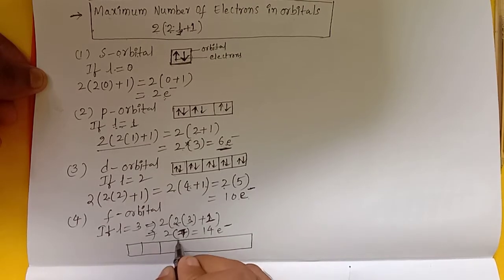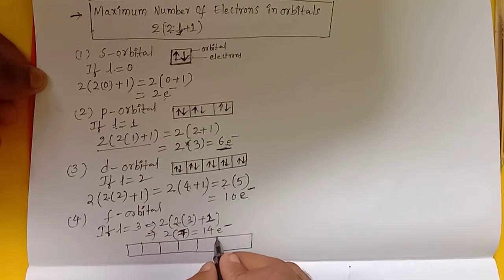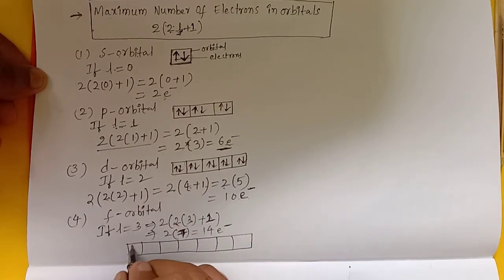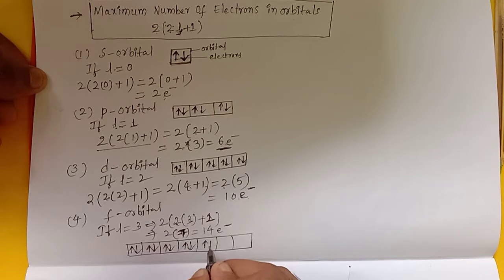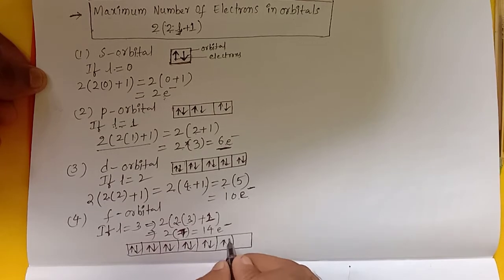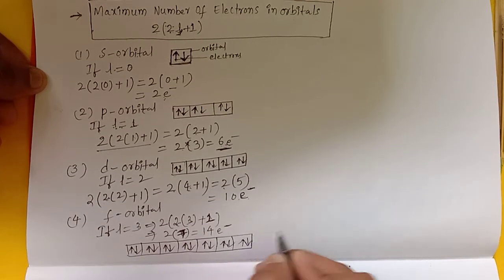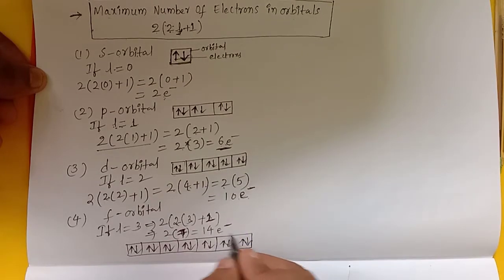1 2 3 4 5 6 7. Each box contains 2 electrons. 2 7s how much? 2 7s are 14. 14 electrons present in f orbital.